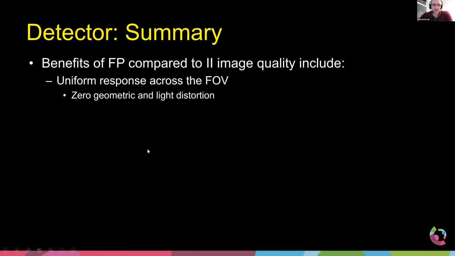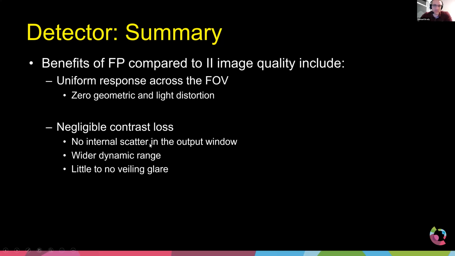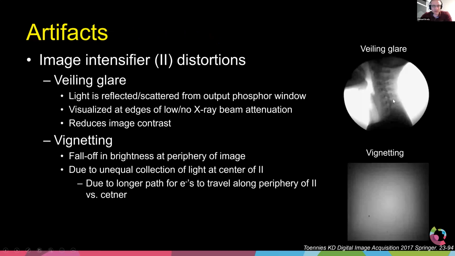All right, so let's summarize what we've been talking about: the benefits of flat panel, and let's compare them to an II imager. So the flat panel detectors have pretty uniform response across the field of view. We didn't really talk about this in the past, so I guess it's not much of a summary point, but the idea is that there are some artifacts inherent to II. There are geometric artifacts and light distortion. So there are artifacts with respect to II that you do not get in flat panel. And so let's talk about those artifacts real quick.